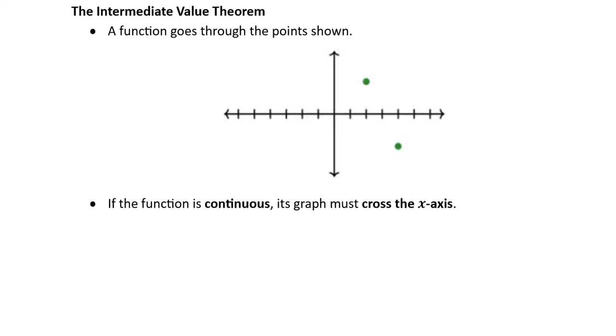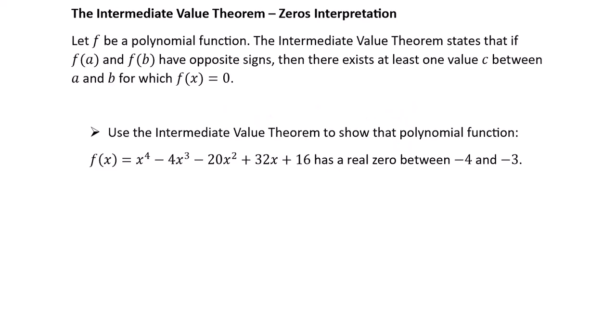The intermediate value theorem says that a function is going through these points that are shown, and if the function is continuous, its graph must cross the x-axis. So we have no breaks in our graph. We're somehow coming from this point to here. There is some place intermediate between those two points where we're crossing the x-axis, or where we have a zero.